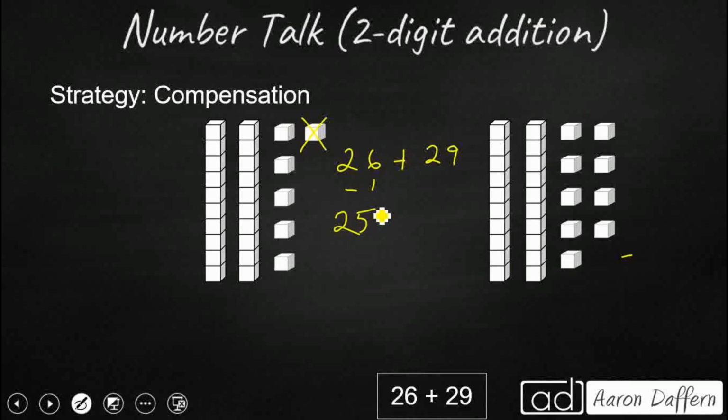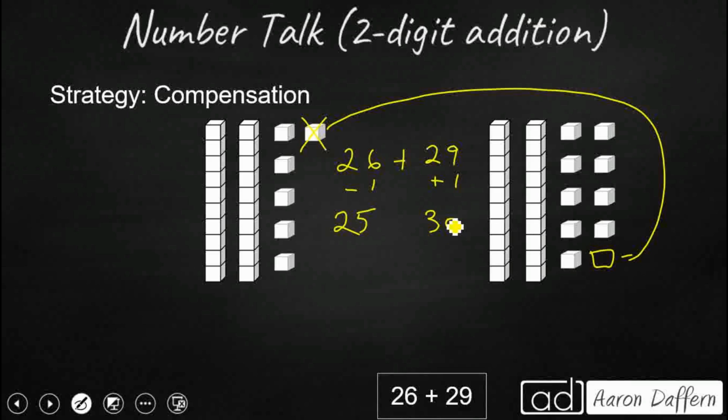But I can't just take that one away without doing something with it. So I'm actually going to move it over here and add it over here. So my 29 now becomes a 30. And take a look at this, 25 and 30. That is so easy to add. There's no regrouping. And you know the answer is still going to be correct, 55. But compensation lets you take some away from one addend and add it to the other addend to get it to a 10. And that's also a great way to add.